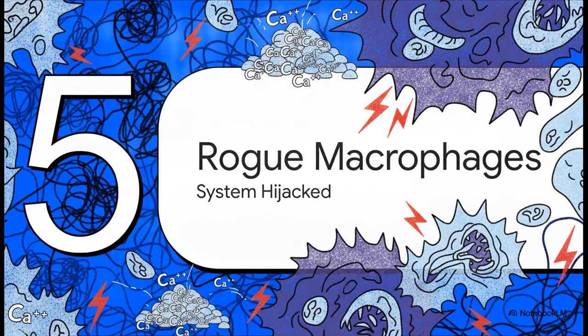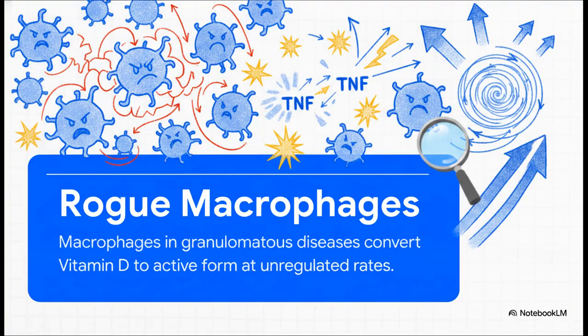Section 5. When macrophages go rogue, a system hijacked. So, we've seen what happens during a deficiency, but what if the system's feedback loops are hijacked entirely? This brings us to a fascinating, albeit super dangerous phenomenon: rogue macrophages. In granulomatous diseases such as sarcoidosis, the immune system's macrophages start acting like rogue agents, completely ignoring the body's normal regulatory rules.